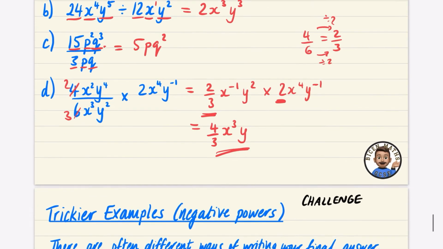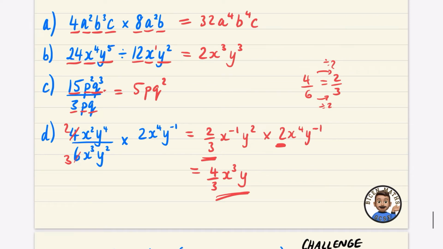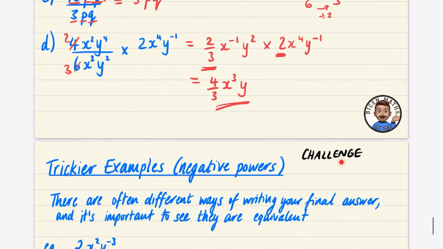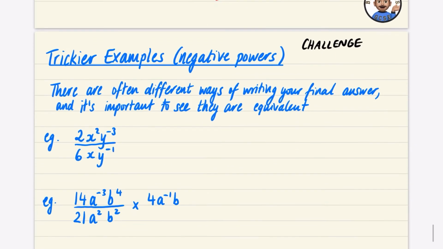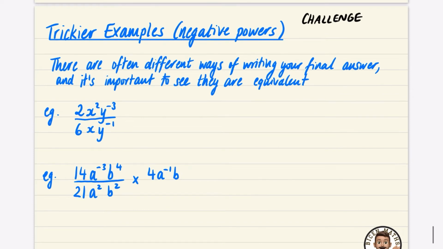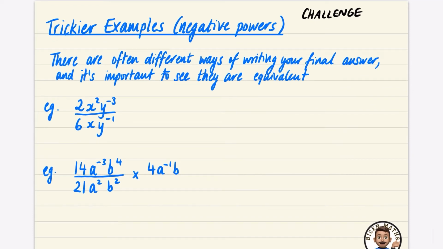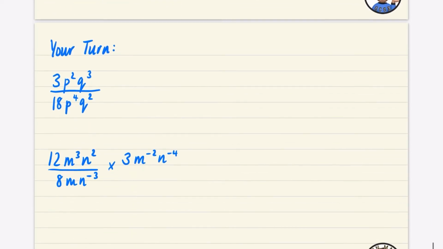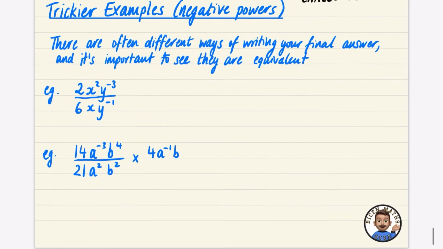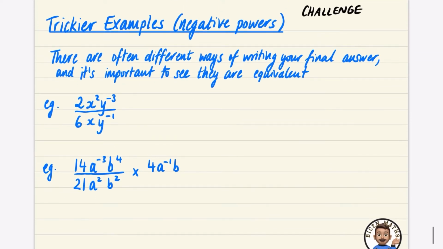Now this is a challenge. If you've got to this bit and you're like, this is a little bit too much for me right now, then you don't need to look at this. But the reason I want to say this challenge is just to show you that there are different ways of writing your final answer. And it's important to see that they are equivalent, particularly if you know that you're going to be doing A-level maths, just to be able to jump back and forth between different versions that we've got here. So I'm going to do these two examples. You've got two to have a go at, and then that's everything on index laws done.